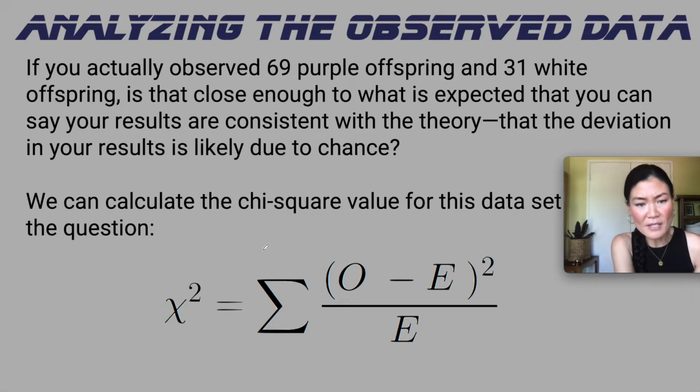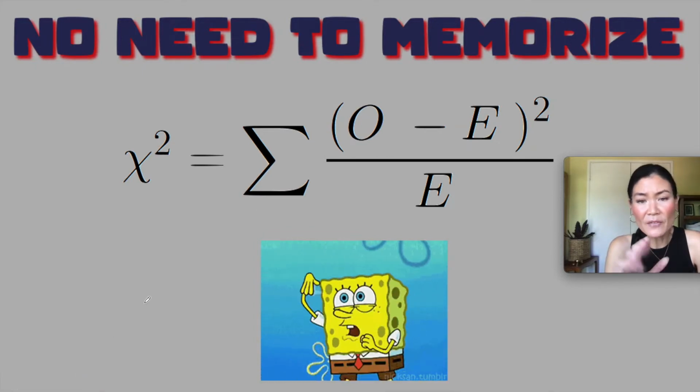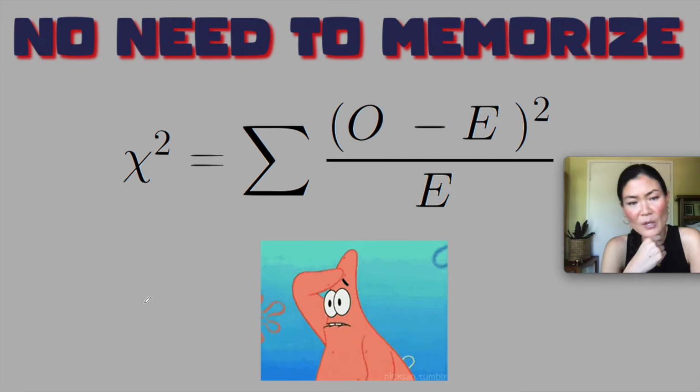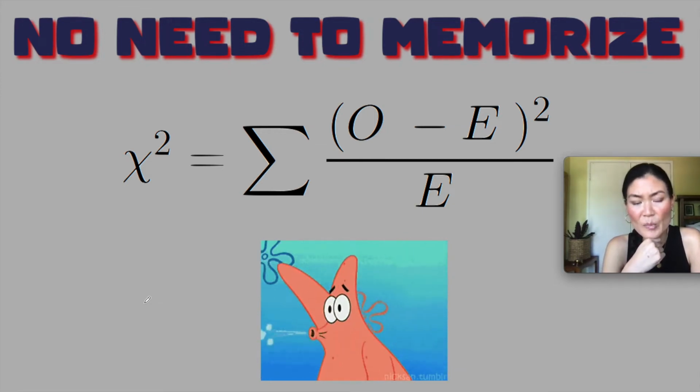This is our chi-square equation. Let me break it down. What does this chi-square equation actually mean? Thankfully, you don't need to memorize this for the AP Biology exam. It will be given to you.